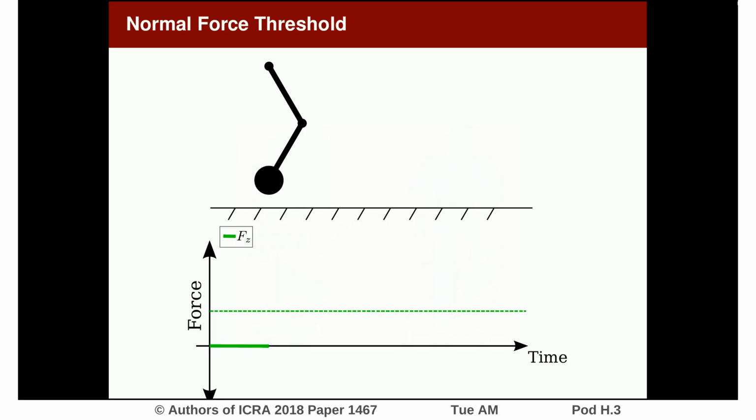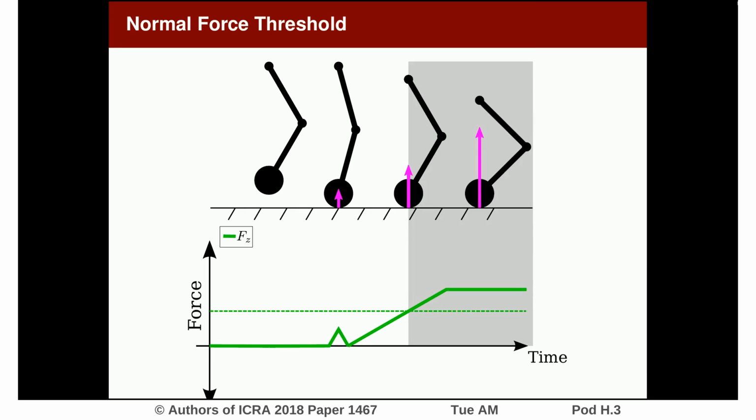So how is contact normally defined? Well, usually people just take a threshold on the normal force. So here's a point foot about to touch down on the ground. You can see the force on the bottom. When it reaches a certain threshold, which we arbitrarily choose, we say that the foot is now in contact.